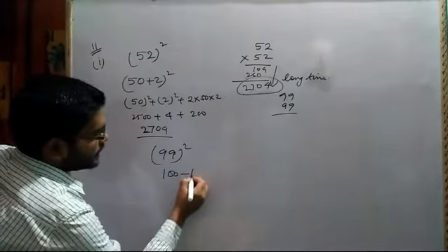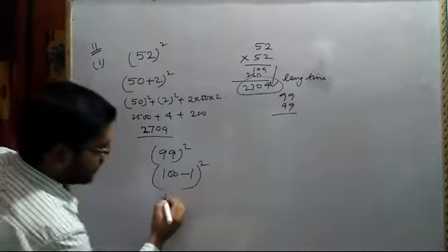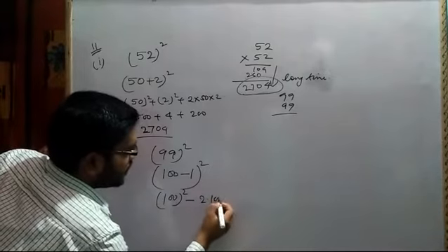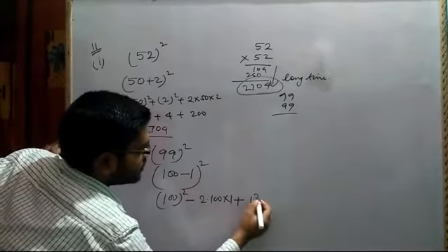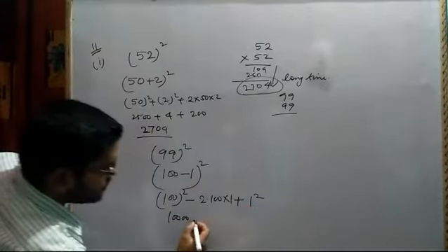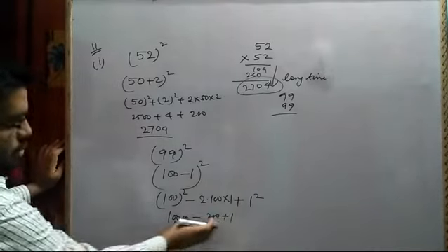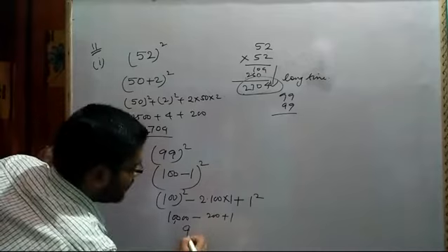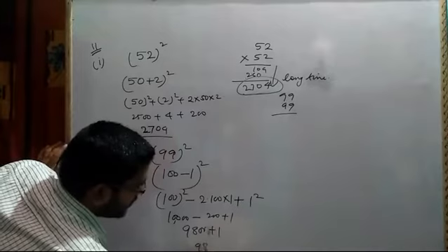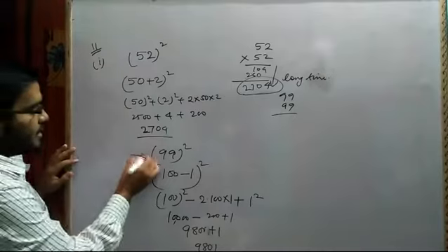Now using algebraic identities, 99 can be written as 100 minus 1. So 100 square minus 2 into 100 into 1 plus 1 square. 100 square means we simply put 4 zeros, so it is 10,000, minus 200 plus 1. When you subtract 200 from 10,000, it becomes 9,800, plus 1, so it will be 9,801. So simply you will be able to solve using algebraic identities.